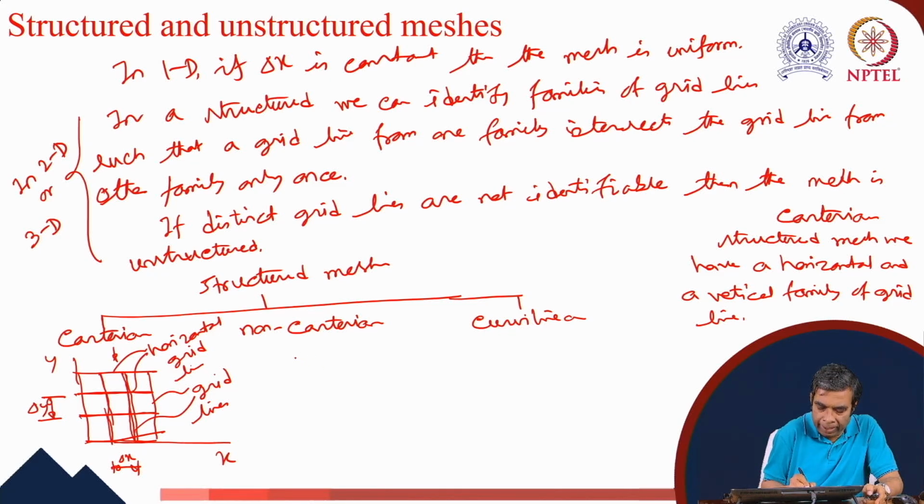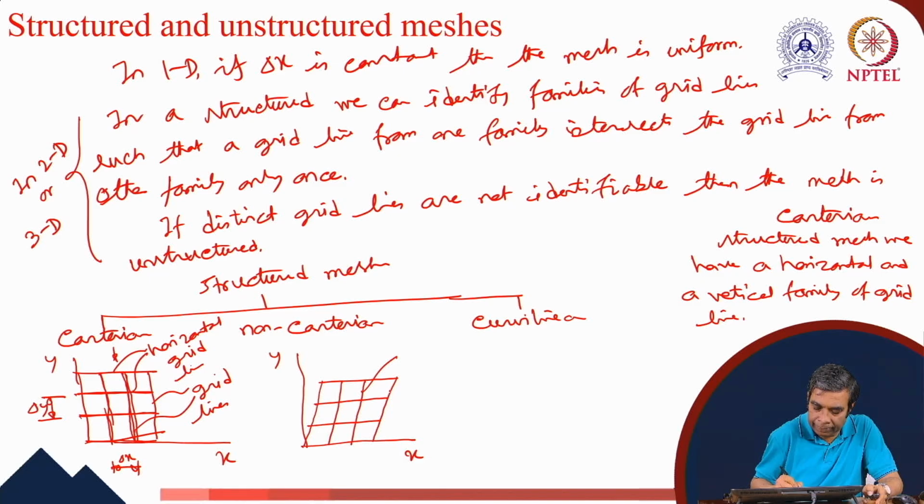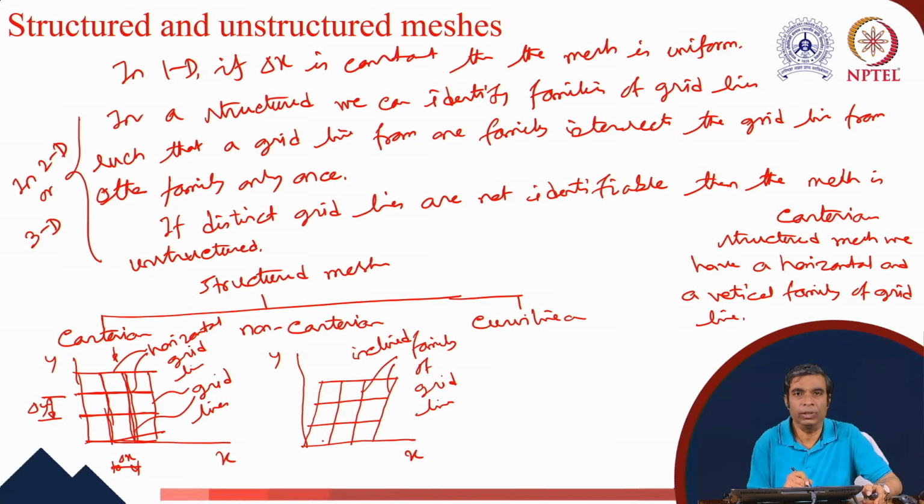Now we give the example of a non-Cartesian structured mesh. Here the same picture, if we modify it a little for a parallelogram. So here we have a parallelogram. These are the XY axis. So here we are getting the grid lines. Now we have two families of grid lines. This second family of grid lines is the inclined family of grid lines. So we have two families of grid lines.